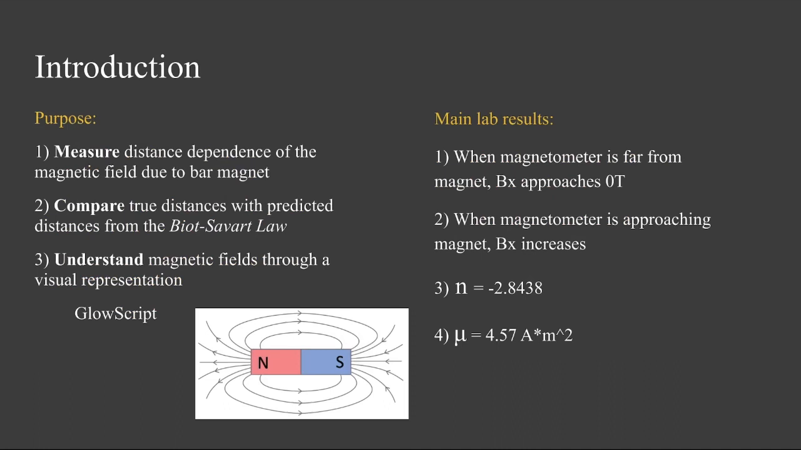The main lab results we'll see by the end of this video are that, first, when a magnetometer is far away from a magnet, Bx approaches 0 Tesla, and when a magnetometer is approaching a magnet, Bx increases. We also see that n in our experiment is equal to negative 2.8438, and our mu is equal to 4.57 amps times meters squared.